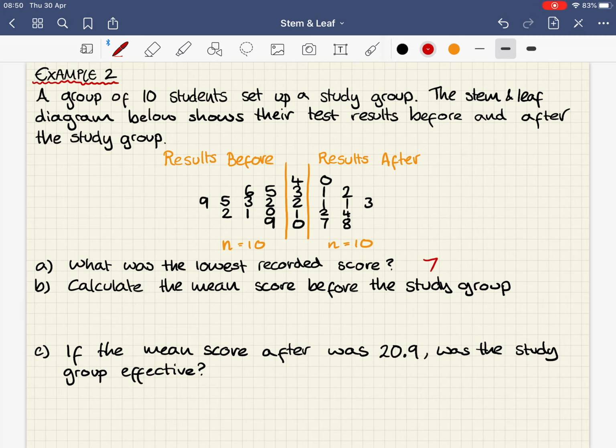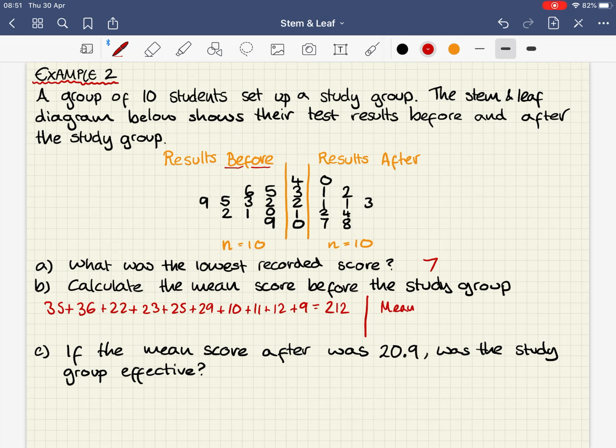Calculate the mean score before the study group. So adding up on the left hand side, because remember this is where my before is. A lot of time people just get in the habit of doing the right hand side. Be careful, make sure you're doing it from the correct side. So I've got to be doing 35, add 36, add 22, add 23, add 25, add 29, add 10, add 11, add 12, add 9. And when I do that, my total comes to 212.